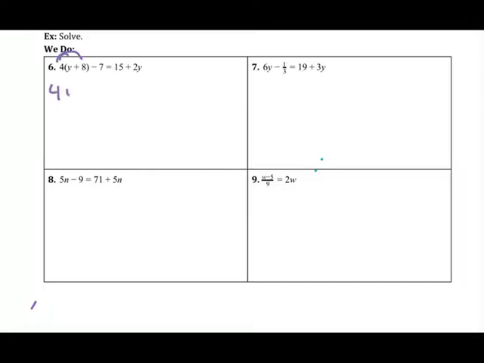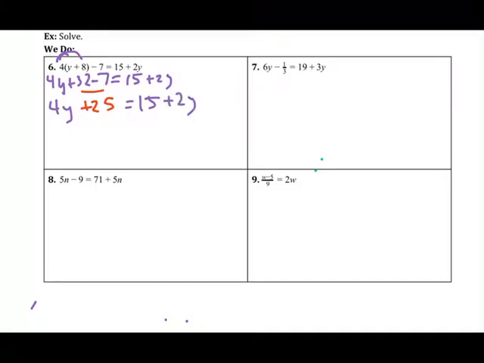That's gonna give me 4y plus 32 minus 7 equals 15 plus 2y. Now I'm gonna combine like terms. So see, I'm still using those reasons, even if I'm not doing the two column setup. I'm mentally thinking about how I can use those. That's gonna give me 4y plus 25 equals 15 plus 2y.